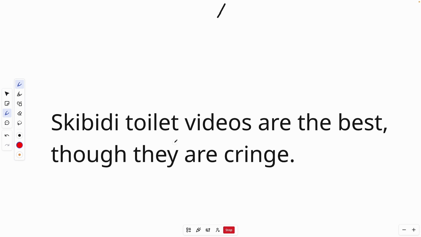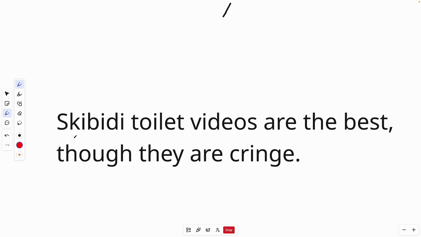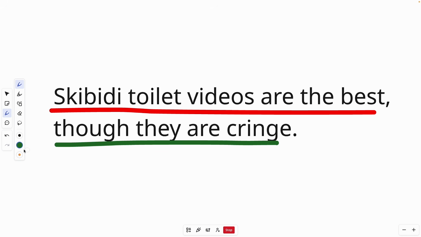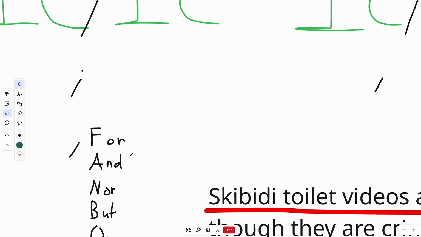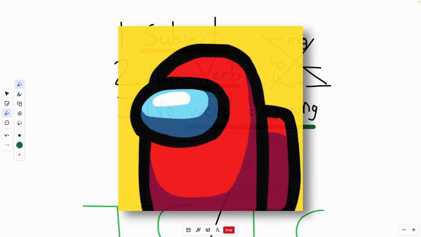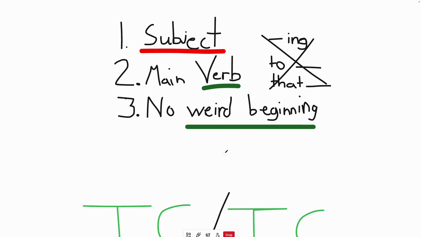This you can say is an example of an independent clause and a dependent clause. The independent clause is skibbity toilet videos are the best. The dependent clause is though they are cringe. This is a dependent clause because it begins with though. Though is one of those words that typically indicates a weird beginning. Other examples of this are among, while. You kind of can notice them when they appear.